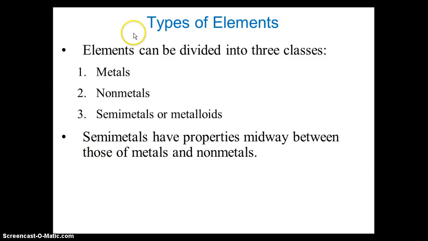In this video, we will learn about types of elements. Elements can be divided into three classes: metals, non-metals, and semi-metals, also called metalloids. Metalloids have properties midway between those of metals and non-metals.